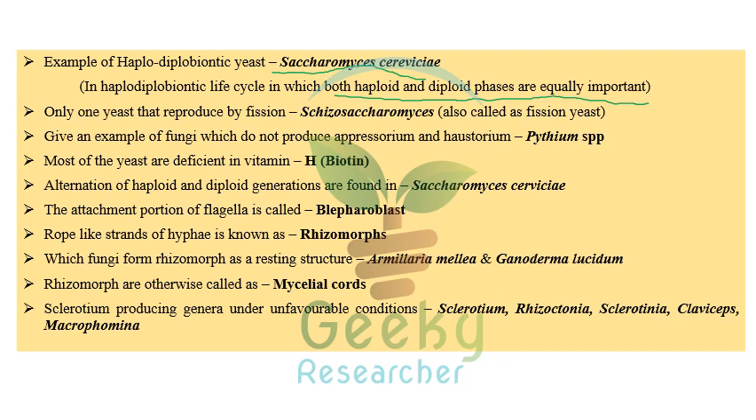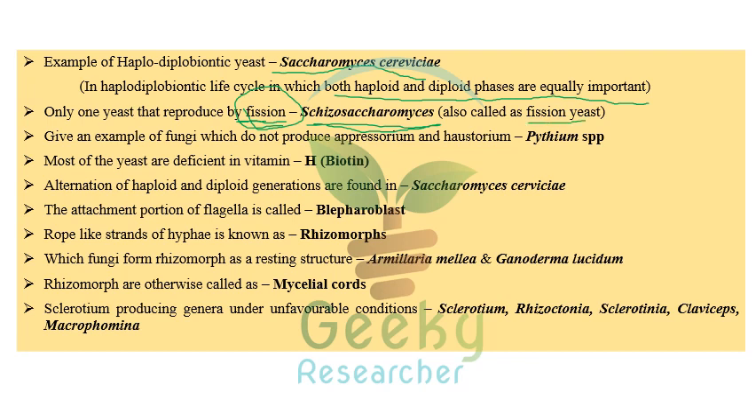I think it has been asked before: only one yeast reproduces by means of fission. Most yeasts reproduce by means of budding, but one yeast can reproduce by means of fission, and that is also called fission yeast, which I told you.